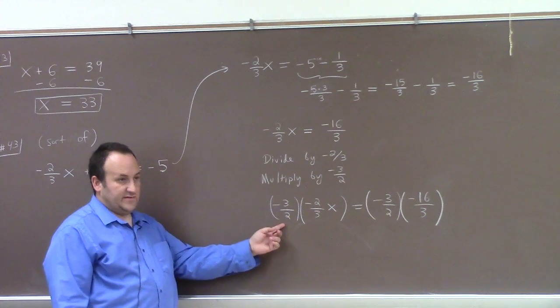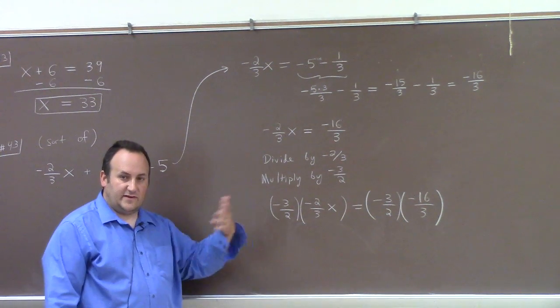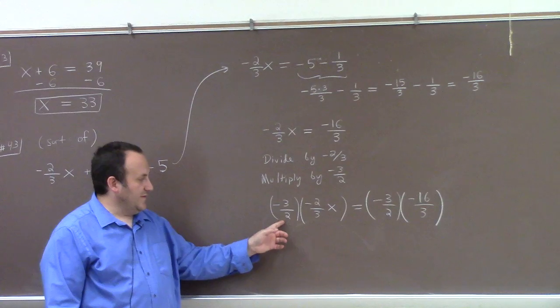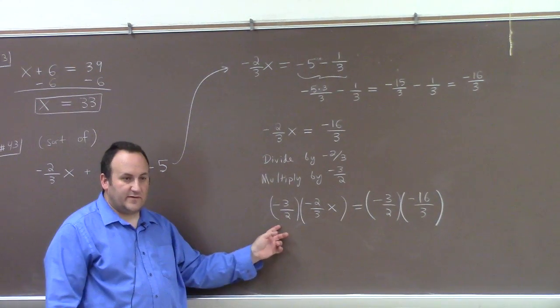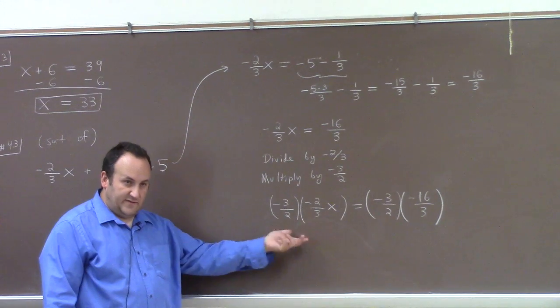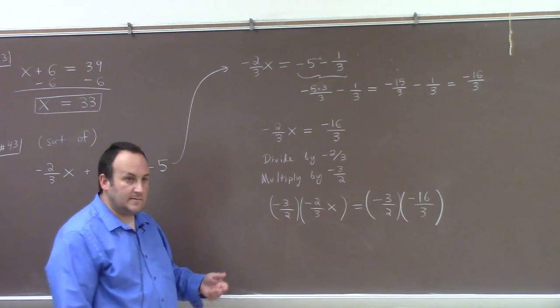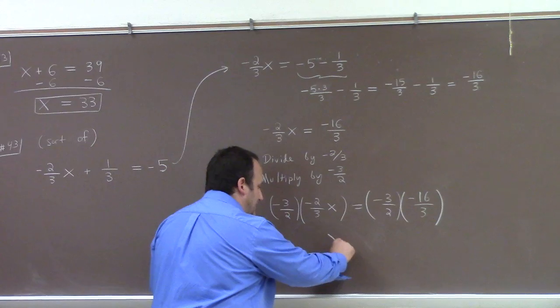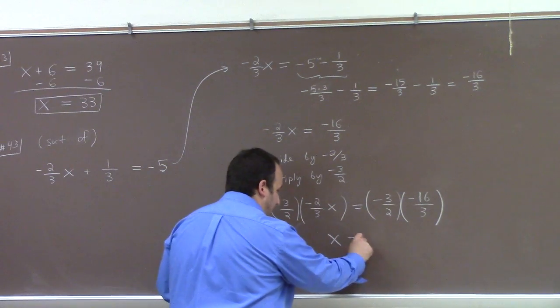So these cancel, right? That's the whole point, just like you're dividing. This and that are the reciprocal of one another, so when we multiply them, we get 1. So on the left-hand side, we have x. I'm not saying anything different than you guys. I'm just dividing by minus 2/3, is all.